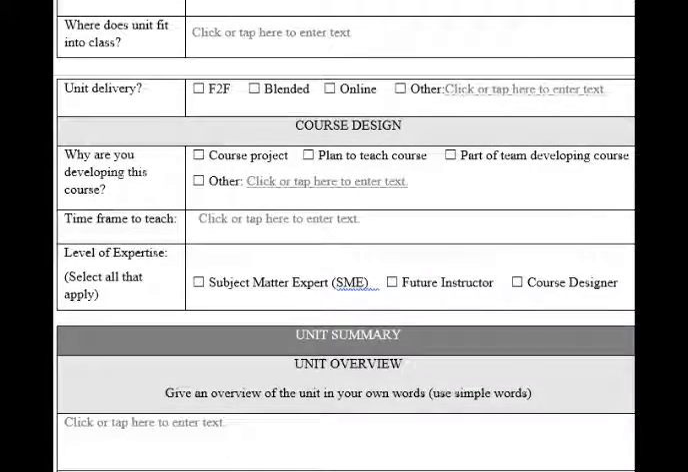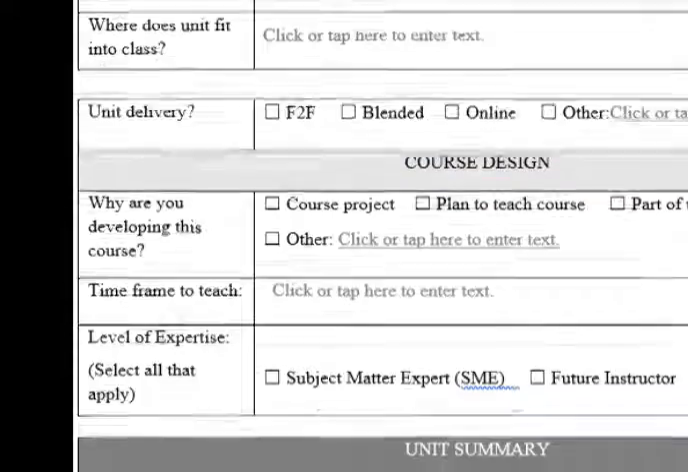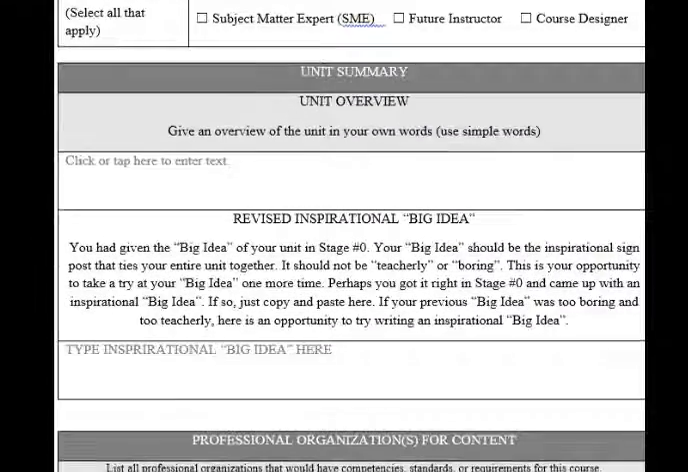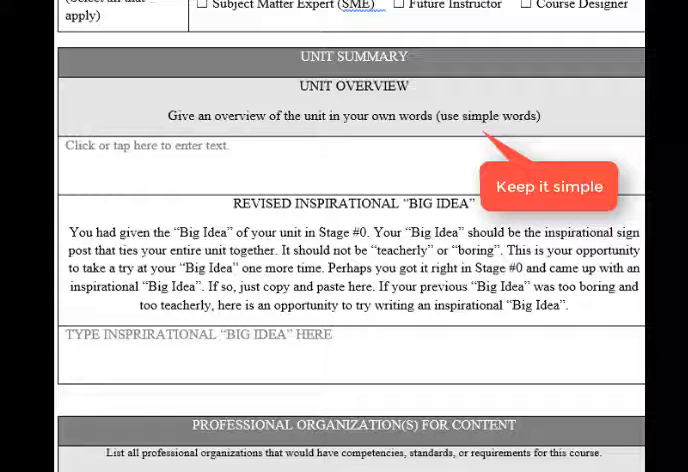For the course design section, this is where you're going to look at the time frame, enter that information, and the level of expertise for the information that you plan to deliver. For the unit overview, you'll want to briefly give a summary of what your unit is going to be about, and it's important to use simple words. Make it so that a fifth grader could understand it. You want it to be very clear to your students what you plan to teach.